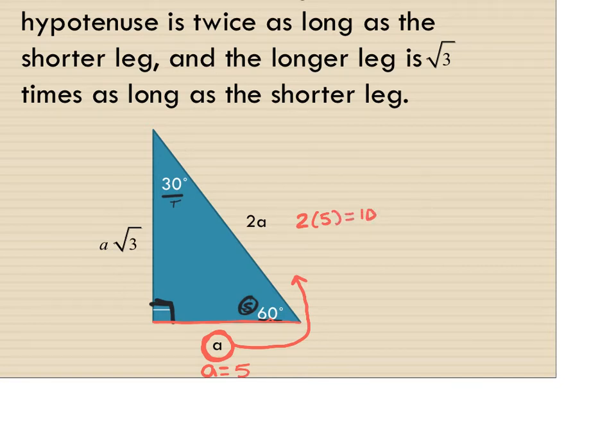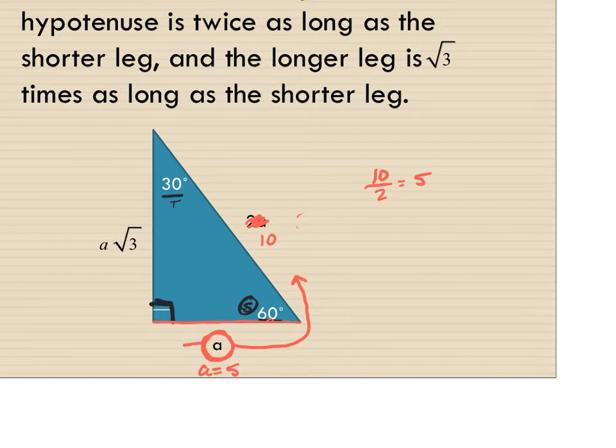Let's pretend that I didn't know the short leg, and I only knew the hypotenuse. Let's say that the hypotenuse was 10. How would I get back to the short leg? Divide by 2. We multiplied by 2 to get there, so let's divide by 2 to get back, which would tell us that A is equal to 5. That is to go from short leg to hypotenuse on a 30, 60, 90: multiply by 2.